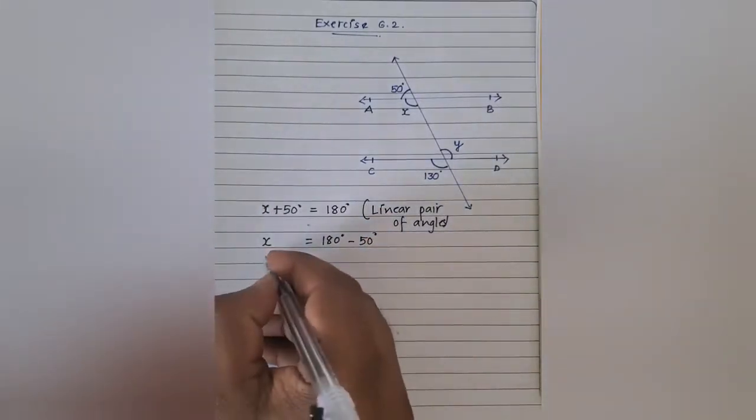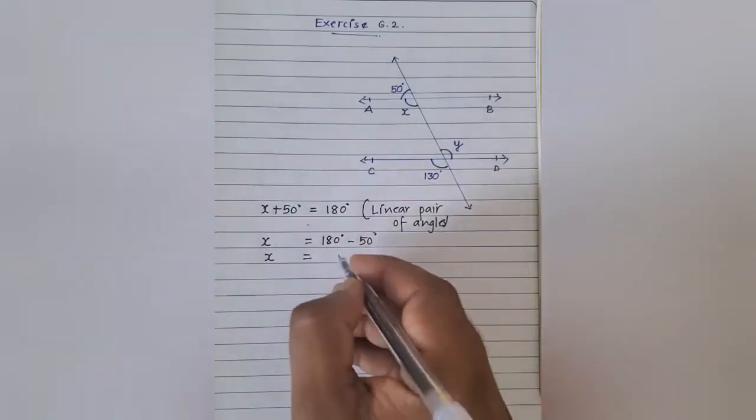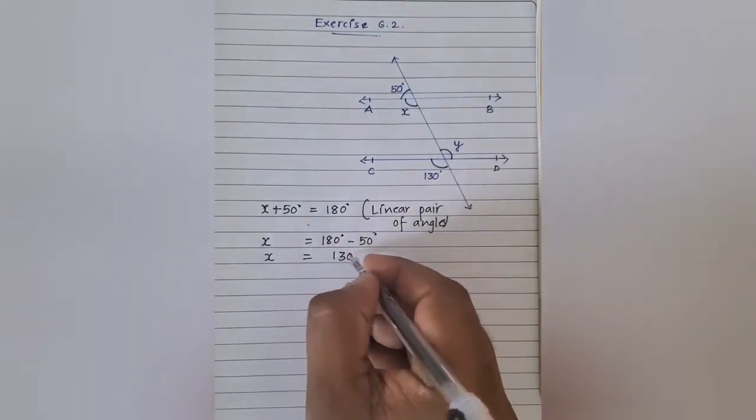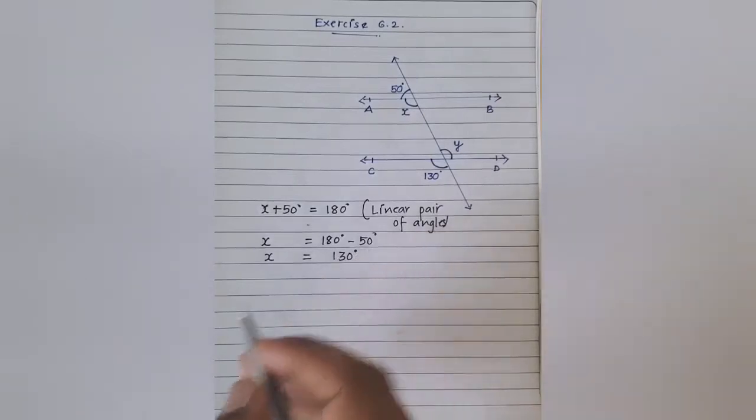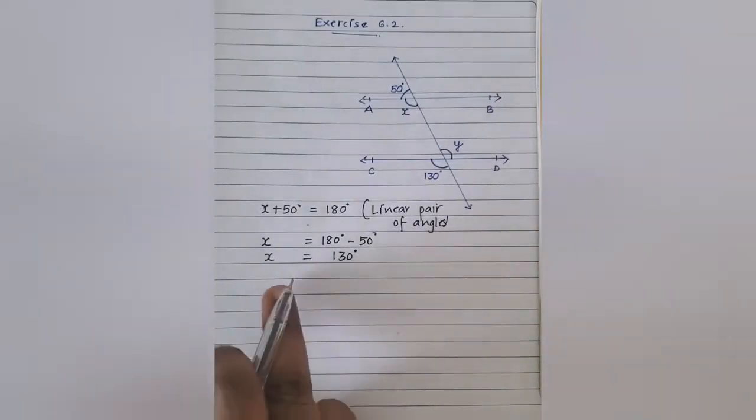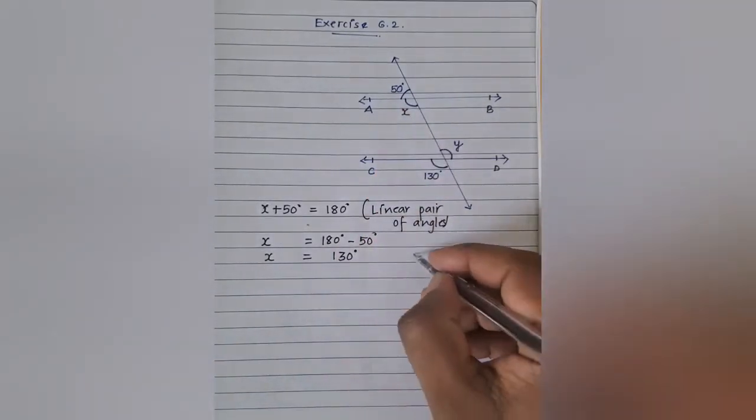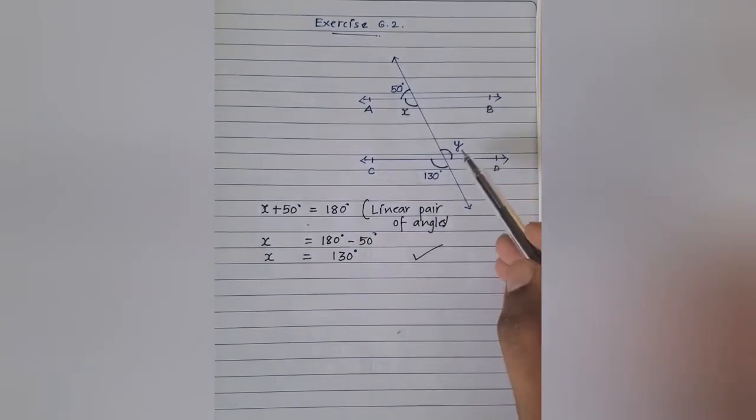So what do we have? X is equal to 180 minus 50. When you do, you get x is equal to 130 degree. So this was the first part. Now, we have found x. What is the next thing that we're supposed to find?